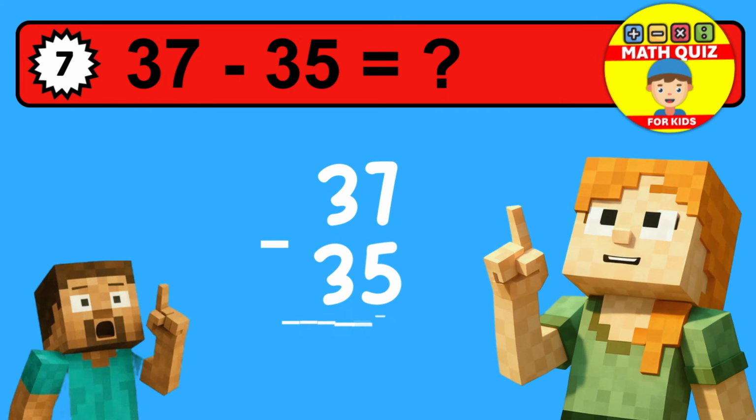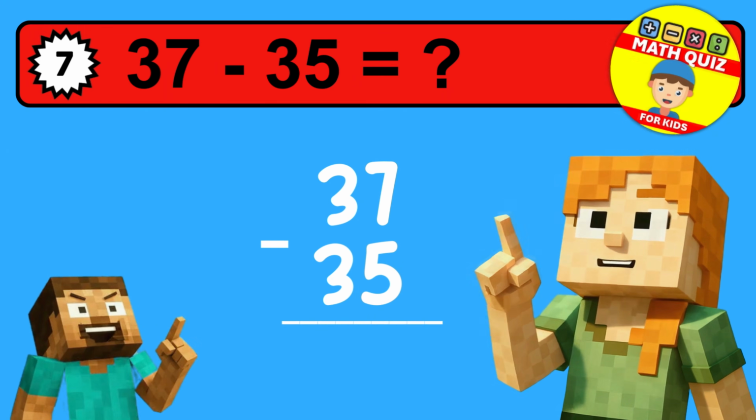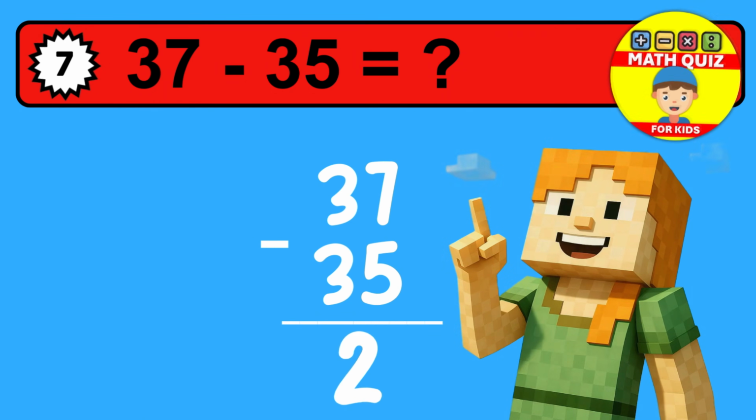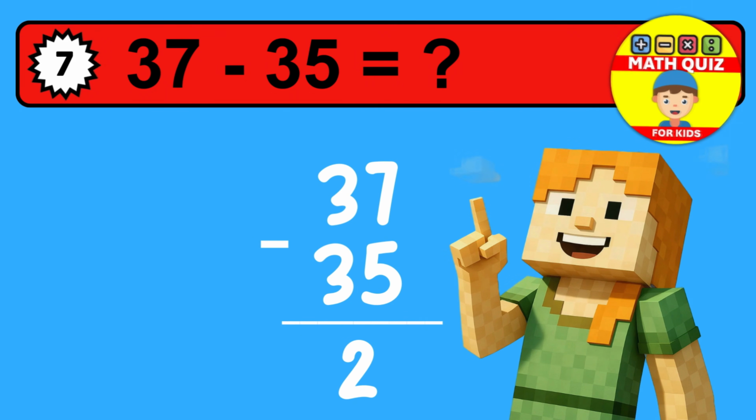Let's solve this step by step. We start with the units. 7 minus 5 is 2. Then we go to the tens. 3 minus 3 is 0. The final answer is 2.